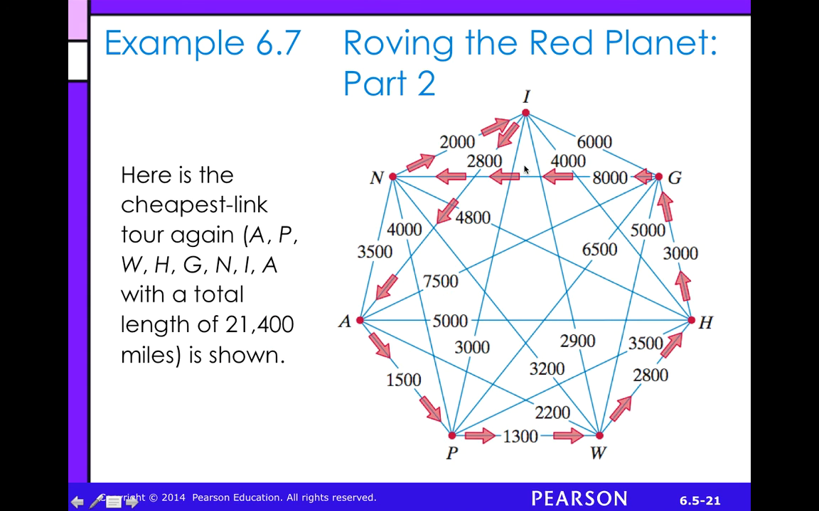So here's what it looks like inside the graph. Imagine this 8,000 weren't highlighted. Imagine that it's gone. You've got the other 6 edges highlighted. You have to get back to G, so the only way to get back to G is to highlight this edge. And then you've closed the total circuit, and the rover will have to travel more than 21,000 miles.